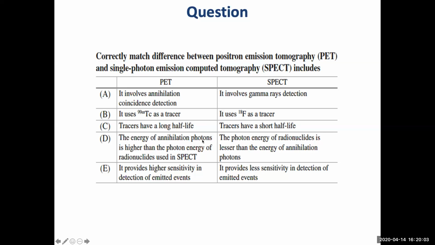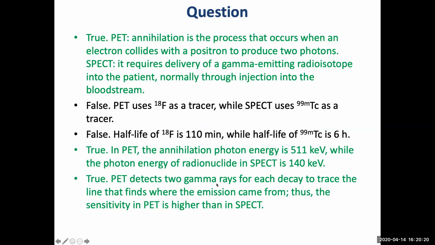The energy of annihilation photons is higher than the photon energy of the radionuclide for SPECT. Yes, here it is 511 keV. PET provides higher sensitivity in detection of emitted events. PET detects two gamma rays for each decay to trace the line that finds where the emission occurred, thus sensitivity in PET is higher than SPECT. In PET, we have two coincidence photons detected in the event. For SPECT, we have one single photon detected per event. So the sensitivity of PET is always better than the sensitivity of SPECT.